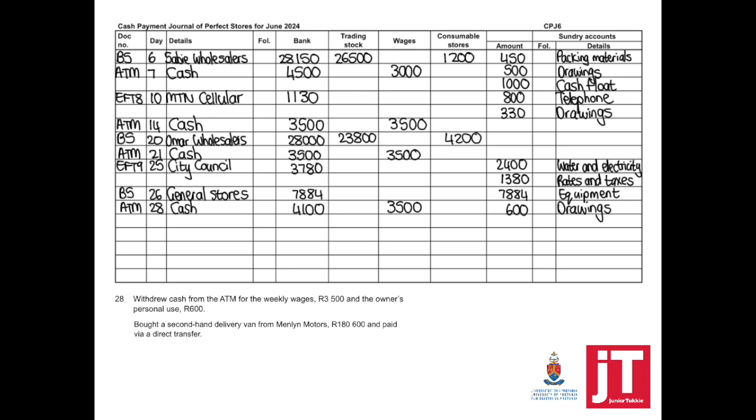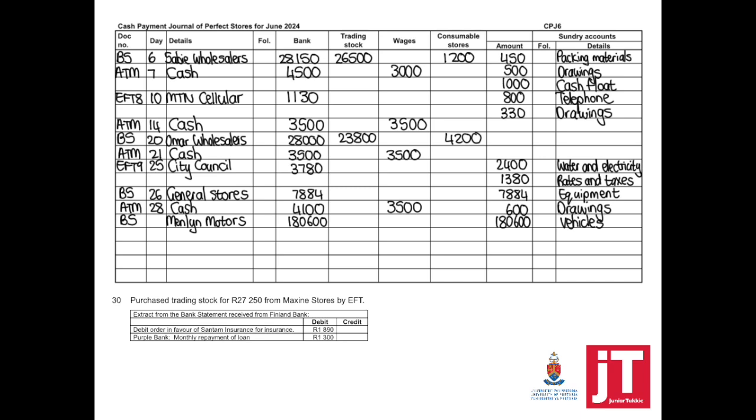On the same day, bought a second-hand delivery van from Menlyn Motors, 180,600, and paid via direct transfer. This means my source document is bank statement. A payment was made to Menlyn Motors, 180,600 for vehicles. Please don't go and write second-hand vehicles. This will form part of your vehicles.